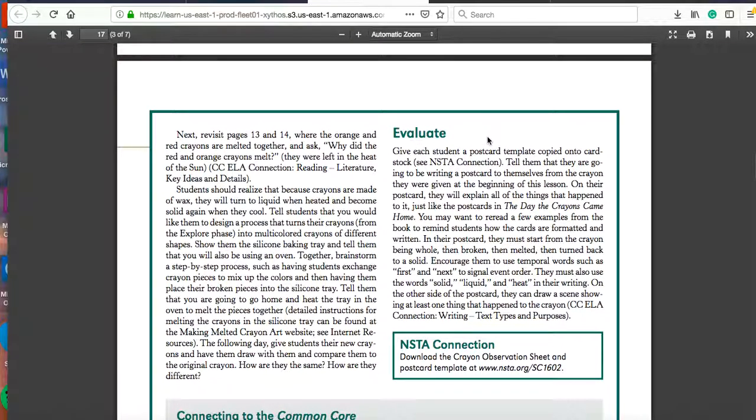During the Evaluate portion, students are given a postcard template where the teacher wants them to write a postcard to themselves from the crayon that they were given at the beginning of the lesson, talking about the chemical processes that happened throughout the lesson. The teacher would want students to use words like first and next to show the order of chemical events or changes in the crayons, and also to use scientific language such as solid, liquid, and heat.